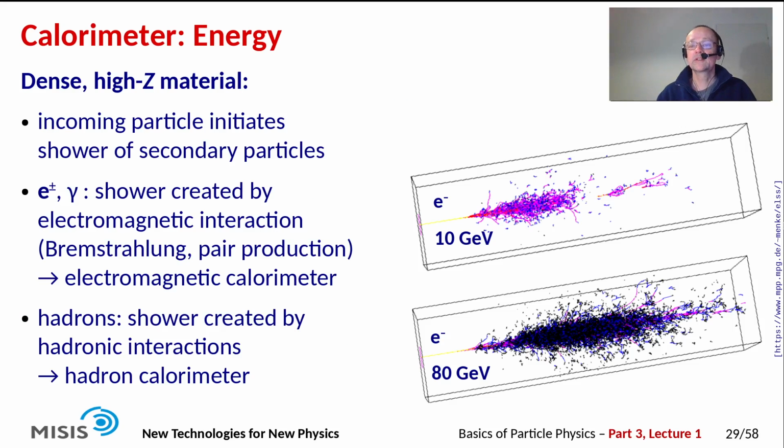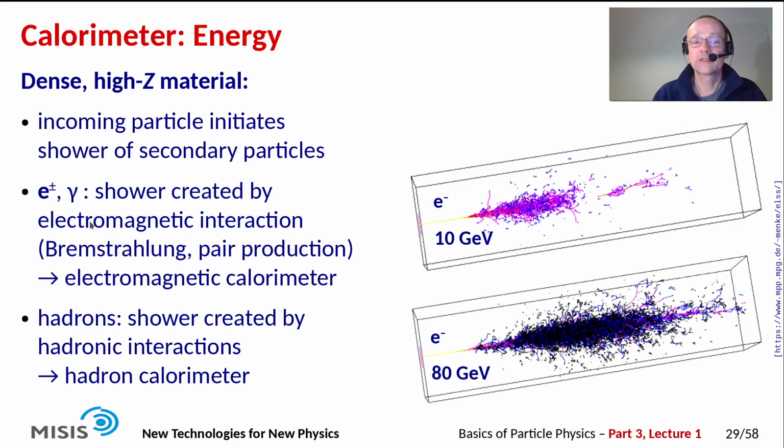In calorimeters, we want to measure the energy of particles. We use dense, high Z material as an absorber so that the incoming particle interacts heavily with the material, creating a shower of secondary particles. And the higher the energy of the incoming particle is, the more particles are created in these showers, the larger the signal that is created in the detector, and from the measured amplitude of the signal, we can then reconstruct the energy of the incoming particles.